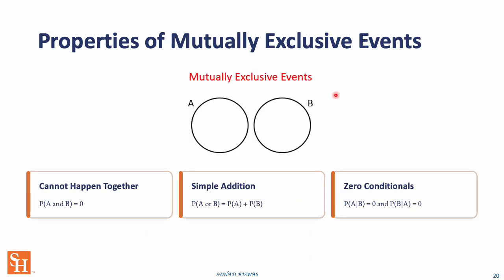We have already discussed mutually exclusive events, but let's look back. Two events A and B are mutually exclusive. That means there is nothing in common between these two. Therefore, the probability of A and B equals 0, because both cannot happen. In that case the probability of A or B would simply be the addition of the individual probabilities, that means probability of A plus probability of B. And the probability of A given B and probability of B given A are both 0, because if A happens, B cannot happen, and if B happens, then A cannot happen, right?